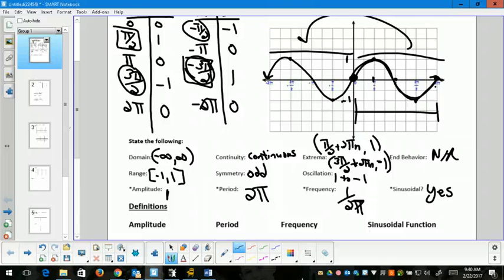I'm trying to think of how to explain it. I'll have to look it up for the formal definition. I have it written down over here. Frequency is the number of cycles the function completes in 1 unit interval. It's the reciprocal of the period.